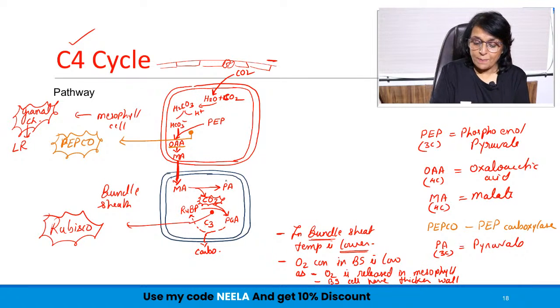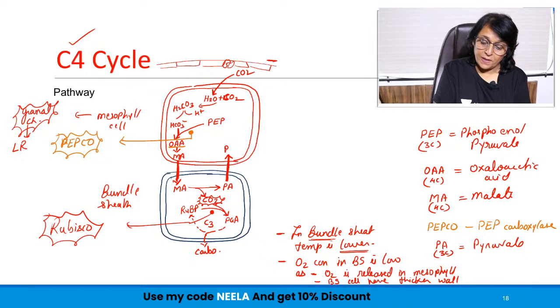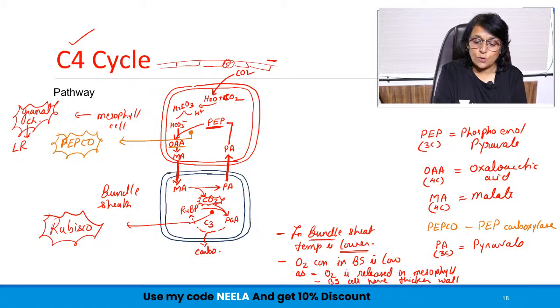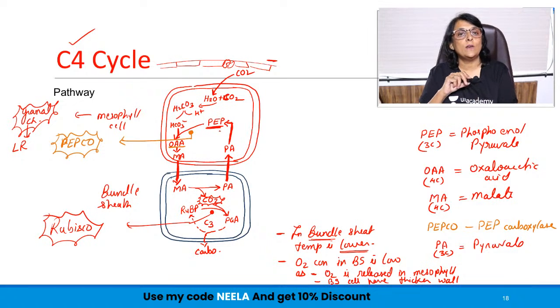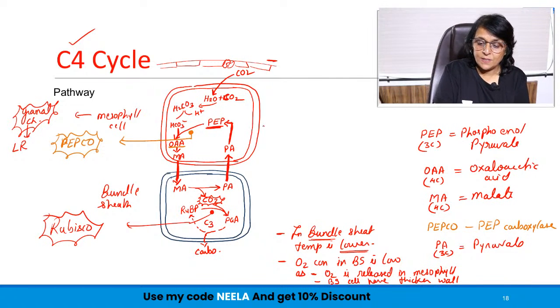Okay, now what happens to this pyruvate? This pyruvate diffuses back into mesophyll. It is pyruvate. You have to have this phosphoenol pyruvate. So we have to change this into phosphoenol pyruvate. Pyruvate or pyruvic acid does not have a phosphate, and phosphoenol pyruvate has a phosphate. So what happens is energy or phosphate will be required.